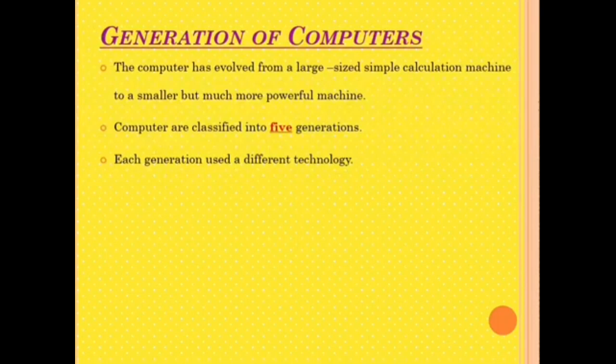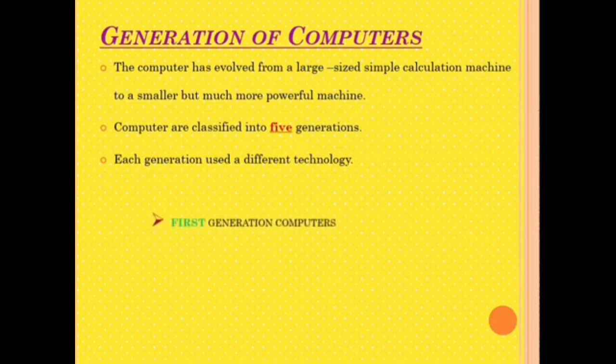These computers are classified into 5 generations. Each generation uses different technologies. So every generation they introduced means they used different technologies. Now first we see what the 5 generations are.